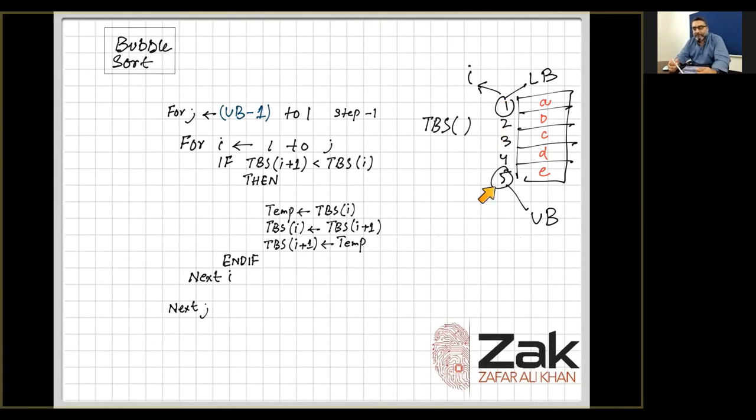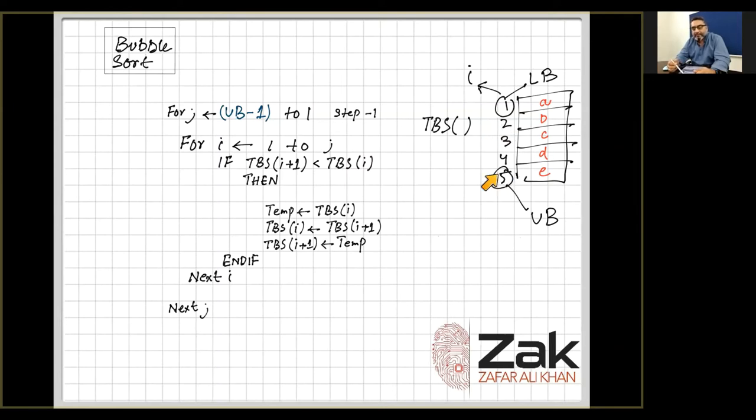When we go back, we have to put this loop this way, upper bound to 1, step minus 1. So we will go from 4 to 1. So the outer loop will go from 4 to 1. Because we know when we check for up inside the loop, we have put it this way, that i is equal to 1 to j. So j starts from 4. So it will go from 1 to 4.